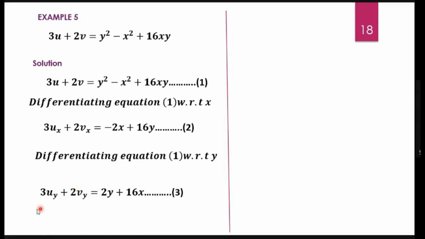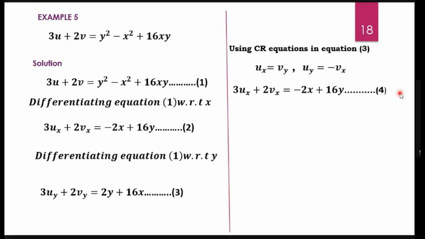Yes, we have to make use of the CR equations to convert uy and vy in terms of ux and vx. So what will I do? In the third equation I will apply the CR equation and convert that to ux and vx. So what will happen if I use the CR equation in 3?